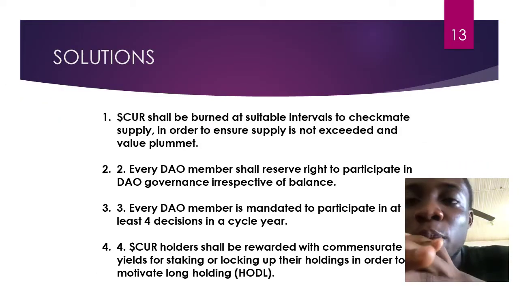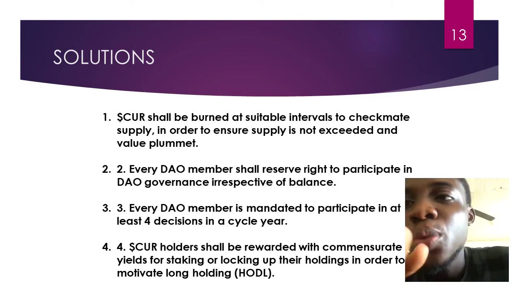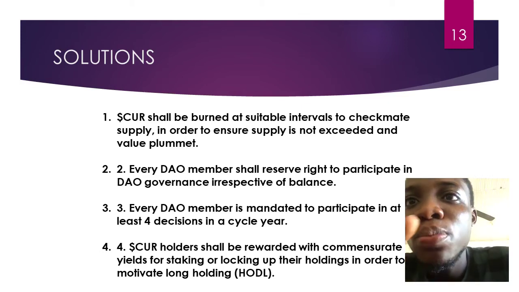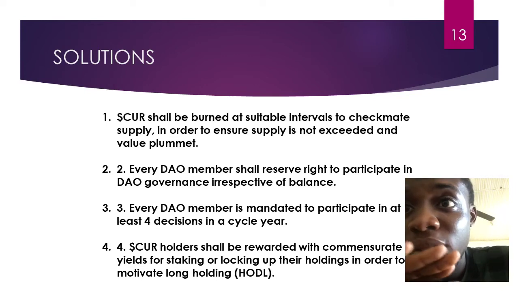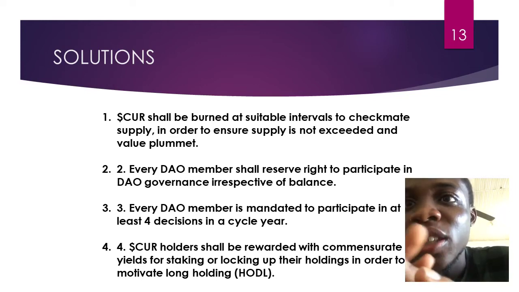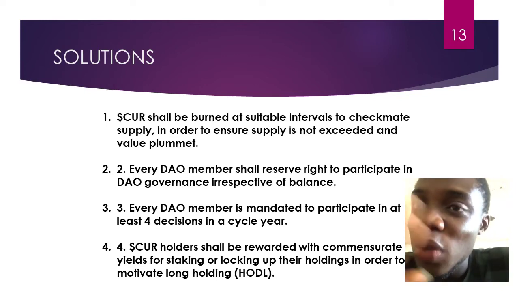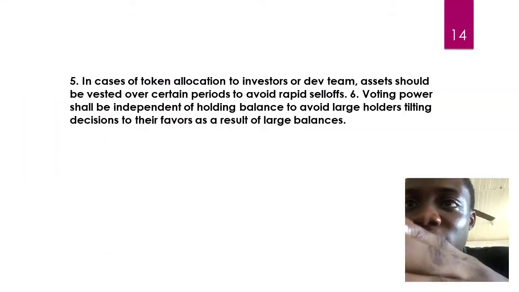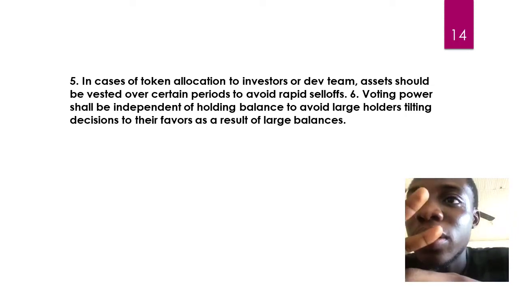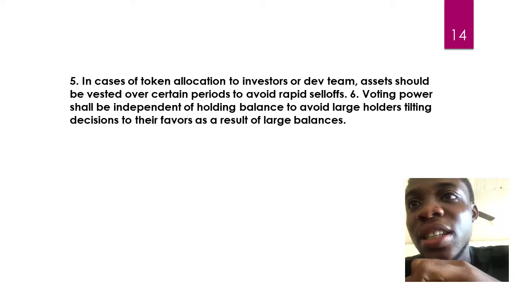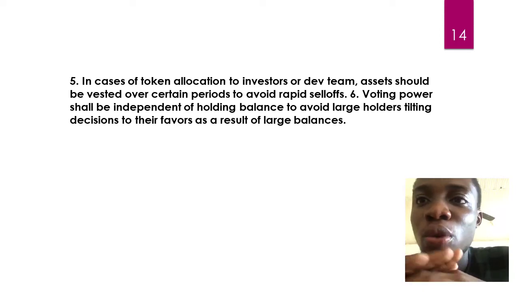Solutions: I proffer brief solutions on how to handle the challenges that might arise. Bonding would occur at suitable intervals to checkmate supply, and every DAO member has the right to vote, so everybody can participate in the DAO decisions. I hope this is the last solution. Token holders such as the team are likely to take vesting, and this here talks about vesting of the listing. Assets are vested, so no large sell-off will occur in time.